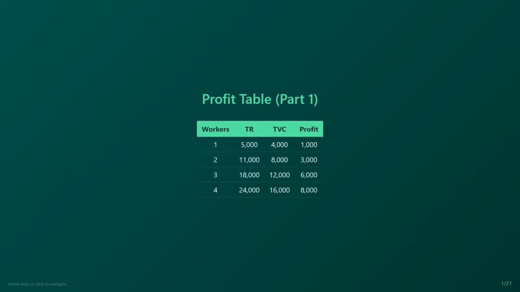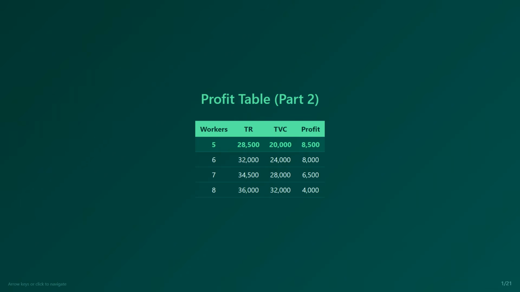Worker 1, revenue 5,000 minus variable cost 4,000 equals profit 1,000. Worker 2, revenue 11,000 minus variable cost 8,000 equals profit 3,000. Worker 3, revenue 18,000 minus variable cost 12,000 equals profit 6,000. Worker 4, revenue 24,000 minus variable cost 16,000 equals profit 8,000.